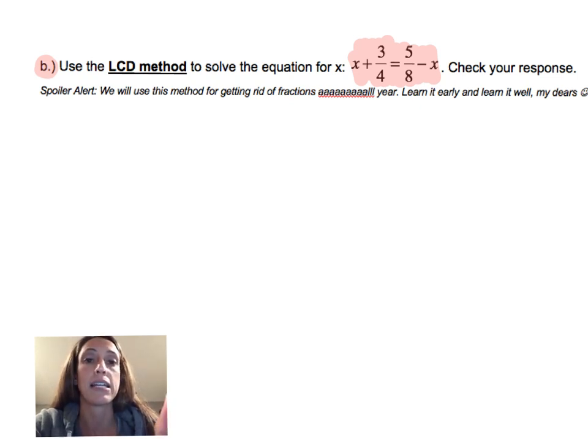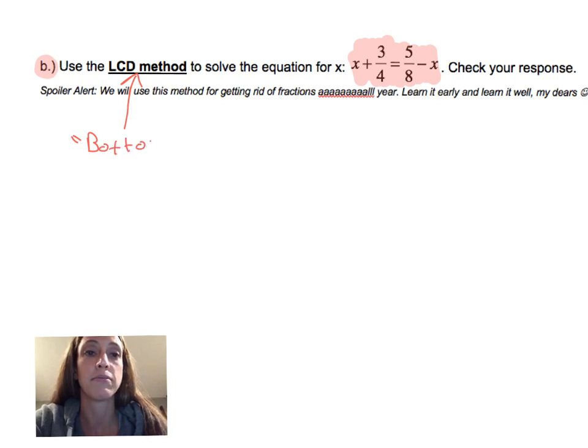You don't have to write that down. Sorry, I grabbed the wrong thing. Okay, this. We're going to use this method all year long. And I was actually just doing some research before this not too long ago. I thought this was kind of cute. One math teacher calls it the LCD method, but they called them bottom busters, which I thought was cute and kind of funny. Bottom busters.